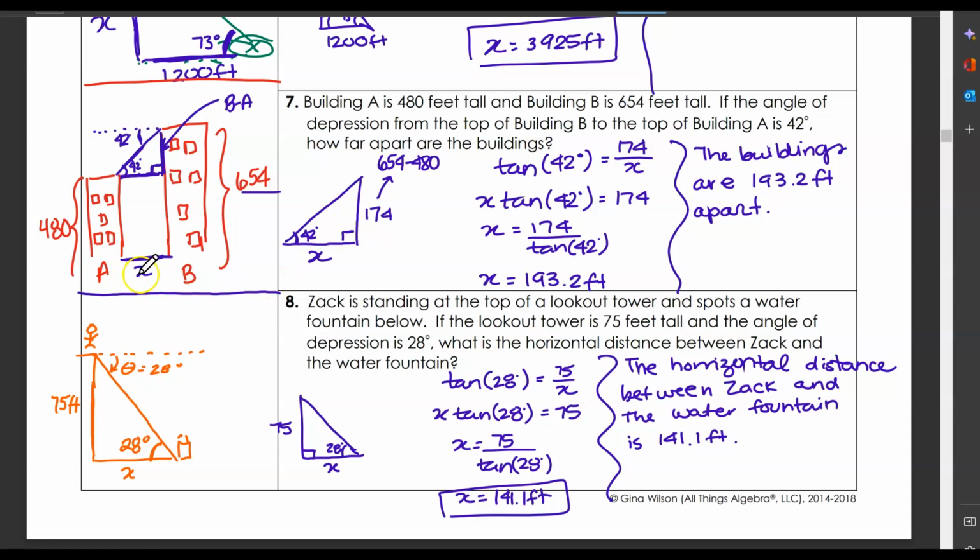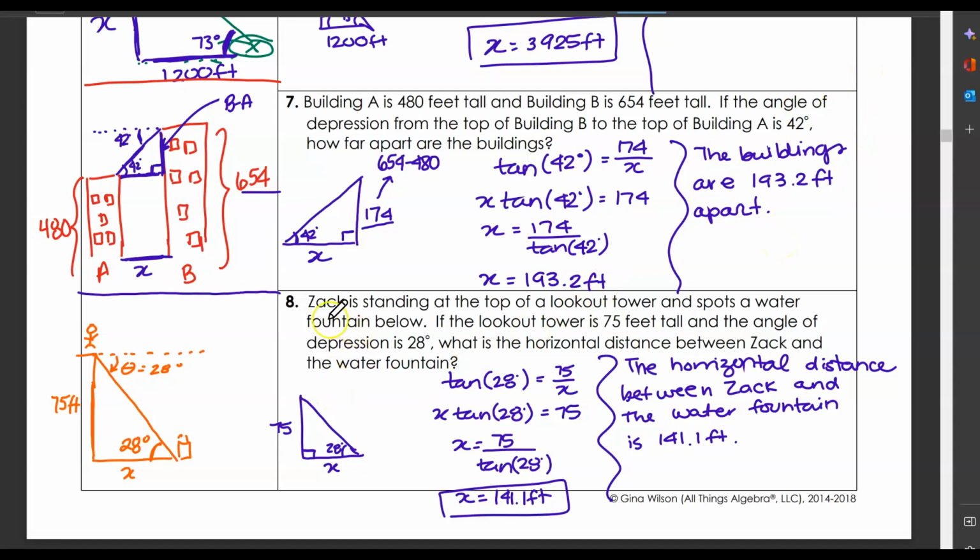And we are really looking for the distance of how far away building A and B are from each other. So we have this triangle, really finding that x below. And so the height of that triangle is really going to be the difference of those two buildings. So we're going to take that 654 and subtract the 480 and get a height of 174. So that's what we're using in the triangle to calculate that distance between the two buildings. So we're going to use tangent. So we have tangent of 42 degrees is equal to 174 over x. We go ahead and do the calculations, and we obtain that the distance in between the buildings is 193.2 feet. And of course, a small sentence.